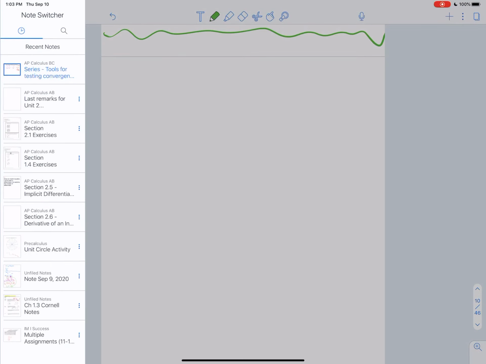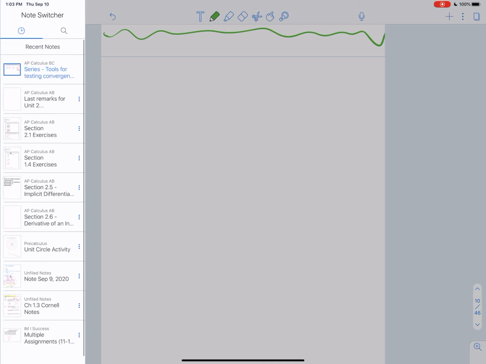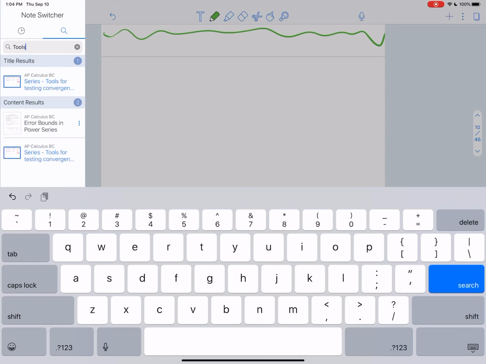Let me see if I can find it. That's strange. Okay. Tools.